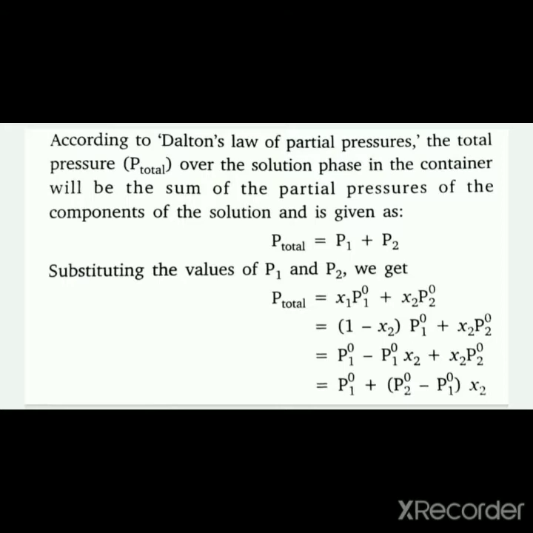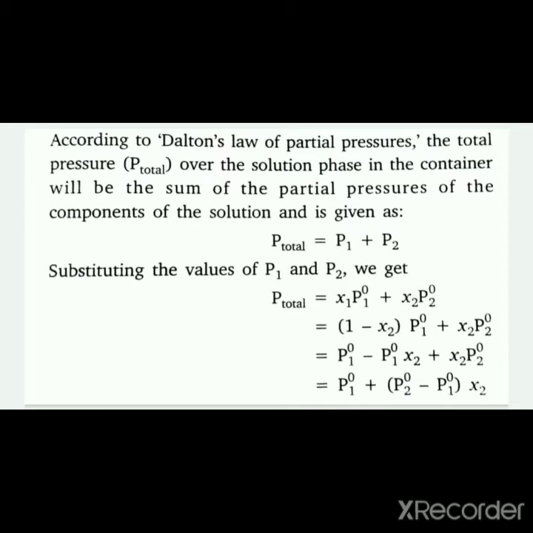So how can we get the total pressure of the solution? That is by applying Dalton's law. We know that the total pressure of the solution is given as the sum of the partial pressures of the two components of the solution. Thus, P total is equal to P1 plus P2. But P1 is equal to P1⁰ χ1 and P2 is equal to P2⁰ χ2. So, substitute for P1 and P2. We get P total is equal to χ1 P1⁰ plus χ2 P2⁰.